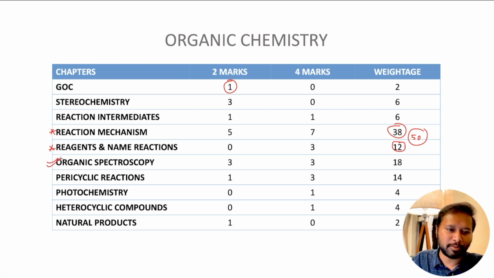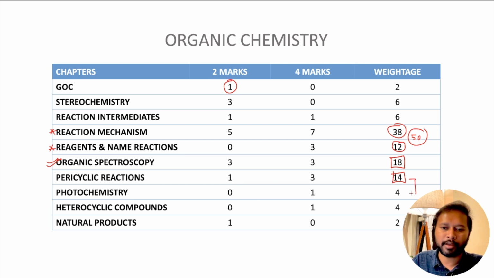Organic spectroscopy is one of the parts from where you could have fetched good marks, and it was asked for 18 marks this time. Pericyclic reactions was asked for 14 marks, 3 questions of 4 marks, 1 question of 2 marks. Generally, we don't see 14 marks from pericyclic. We generally see around 10 marks from pericyclic and photochemistry combined.